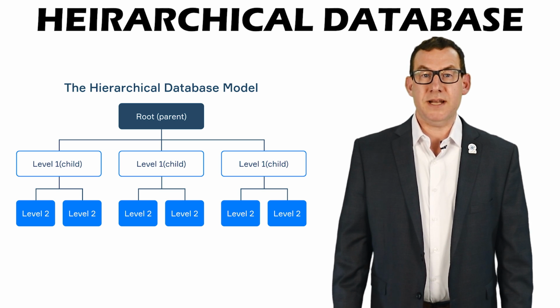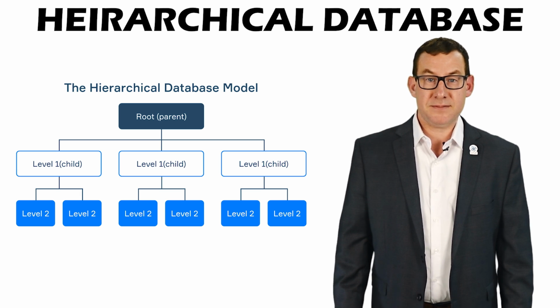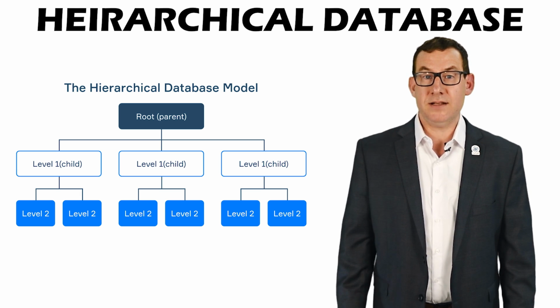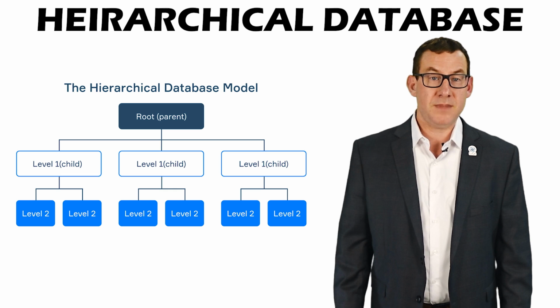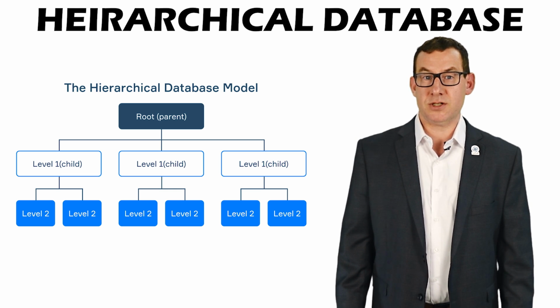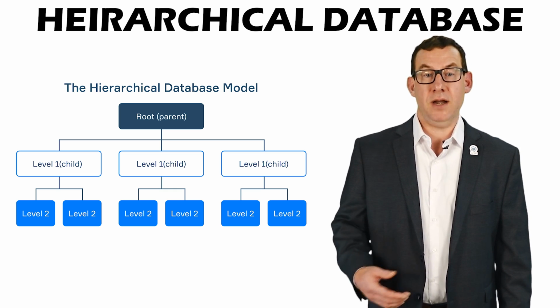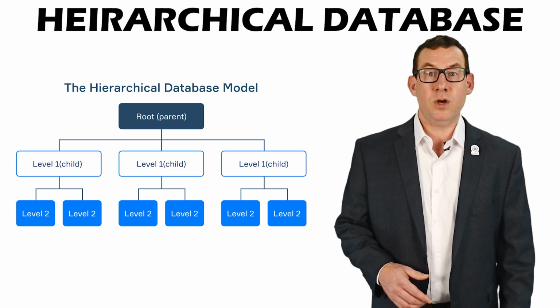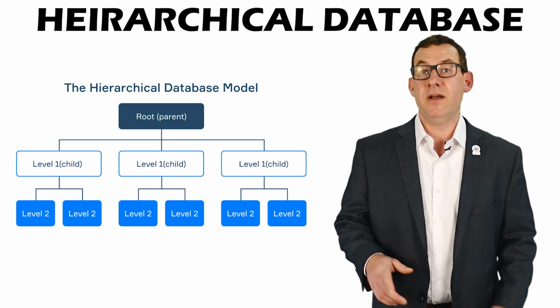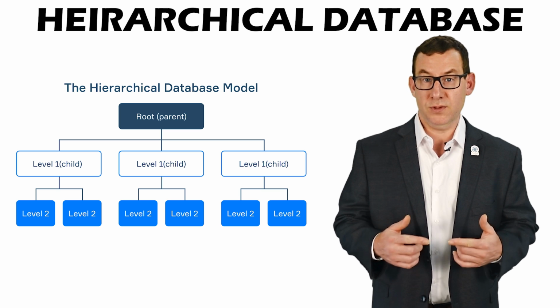A hierarchical database. A hierarchical database is a data model in which data is stored in the form of records and organized into a tree-like structure, or parent-child structure, in which one parent node can have many child nodes connected through links.